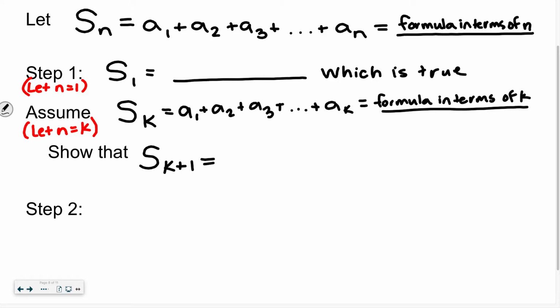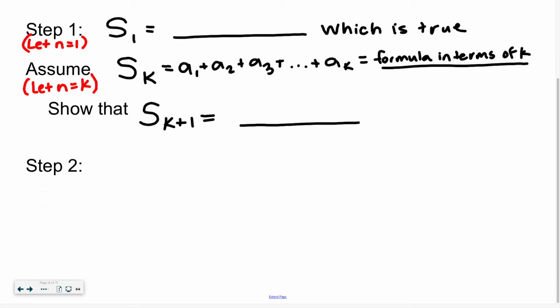So we're going to show that S sub k plus 1 equals, and then you plug k plus 1 into your formula that you assume to be true. So it's going to be like a new formula, just like we were practicing at the beginning of class. You use the assumed formula, you just put k plus 1 in for k, you simplify. This is what you're trying to prove, the end of your proof, right here, if you can get there. Okay, step 2. Do the work for S sub k plus 1.